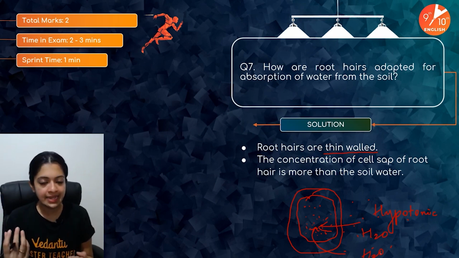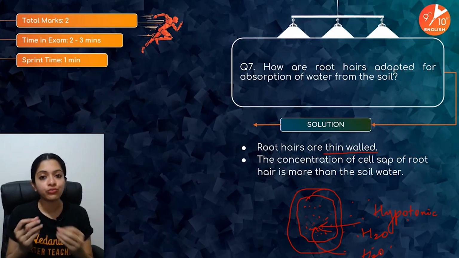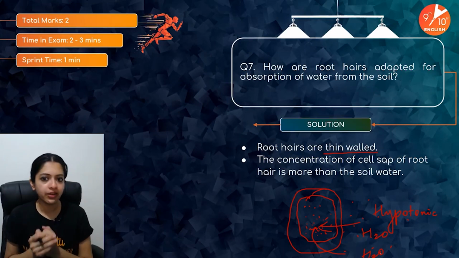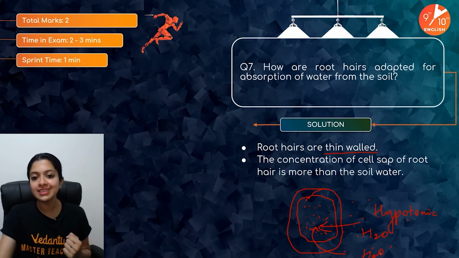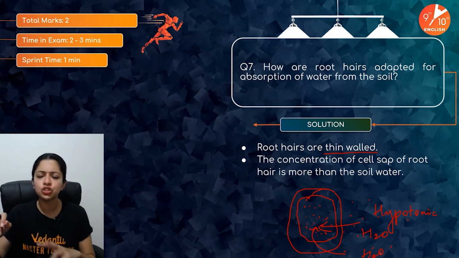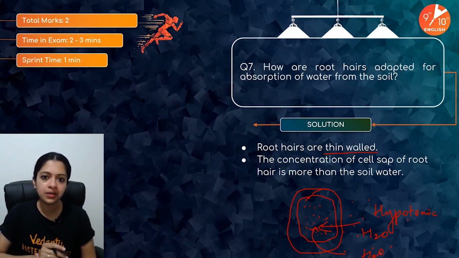So in order to maintain this, within the root hair cell sap there is always the maintenance of a high solute concentration. This is the main point for this. And of course, they are thin-walled as well. So children, these are the points which can easily fetch you 1 mark, if not 2. Easily it can fetch you 1 mark.